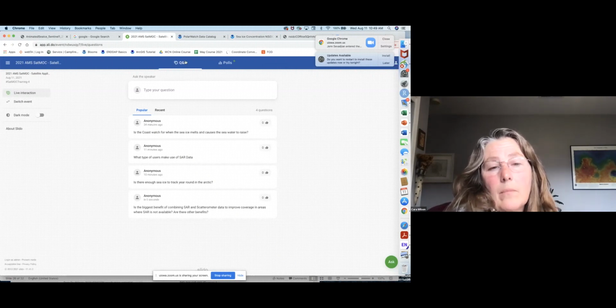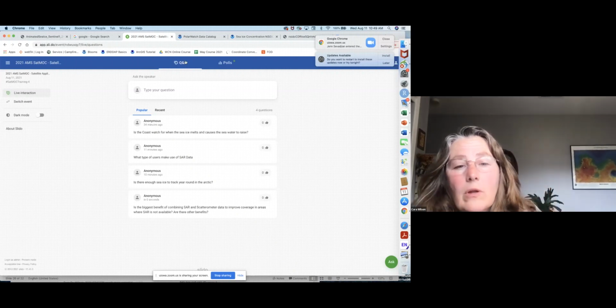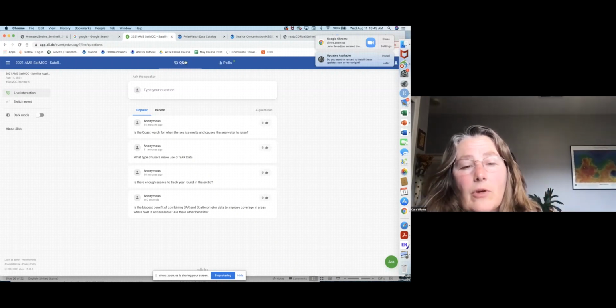So let's take this fourth question. This is still about SAR. Is the biggest benefit of combining SAR and scatterometer data to improve coverage in areas where SAR is not available? Are there other benefits?